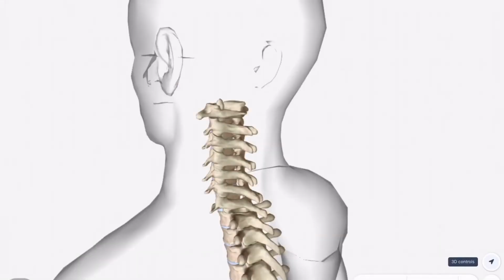Let's take a look at our first vertebrae, C1, also known as the Atlas, named after the Greek titan of endurance and strength who was forced to hold up the heavens for eternity on his shoulders, aka this guy.